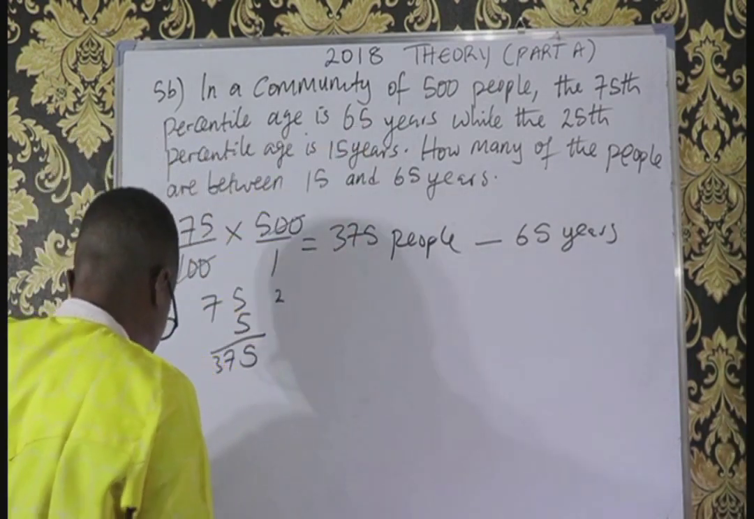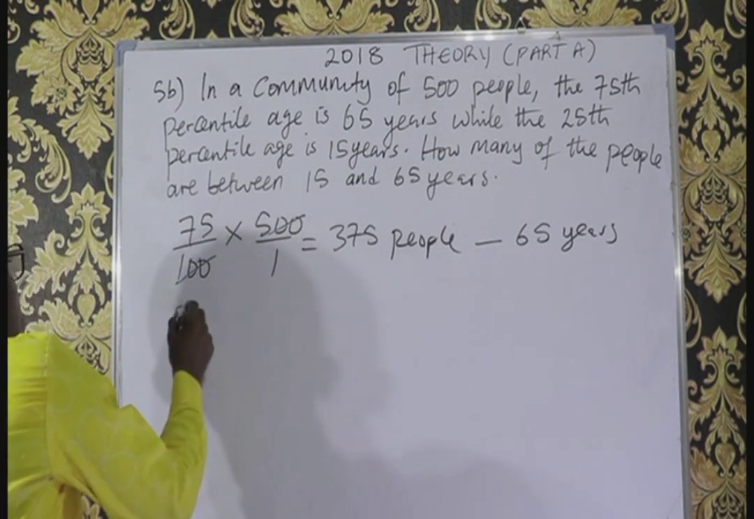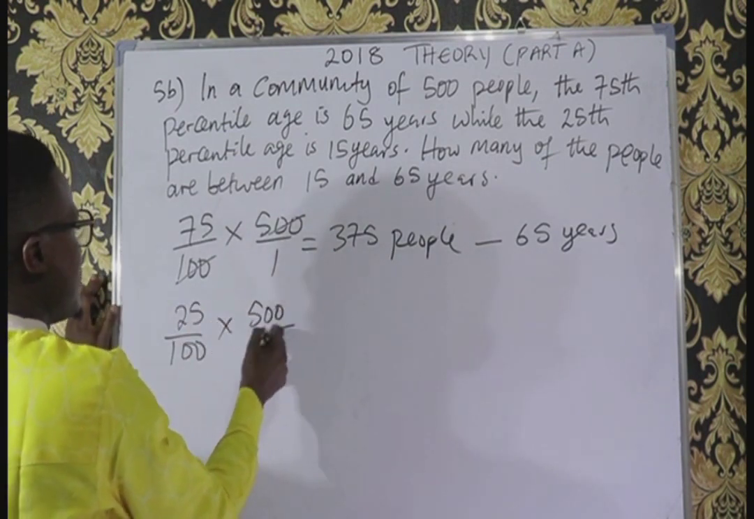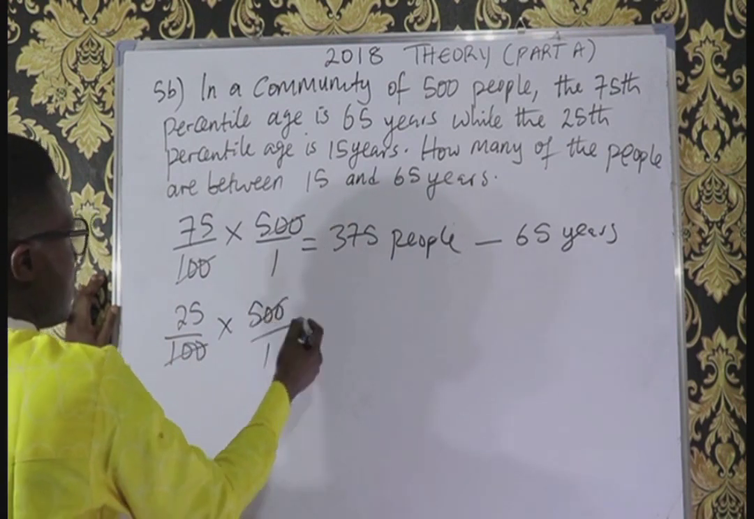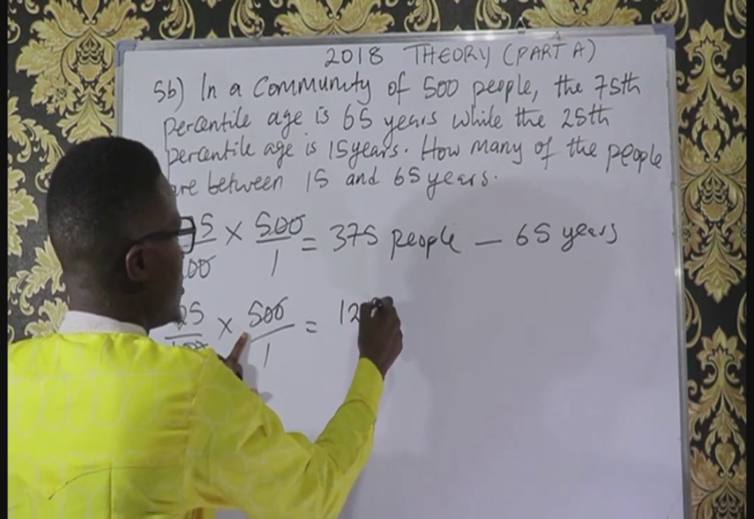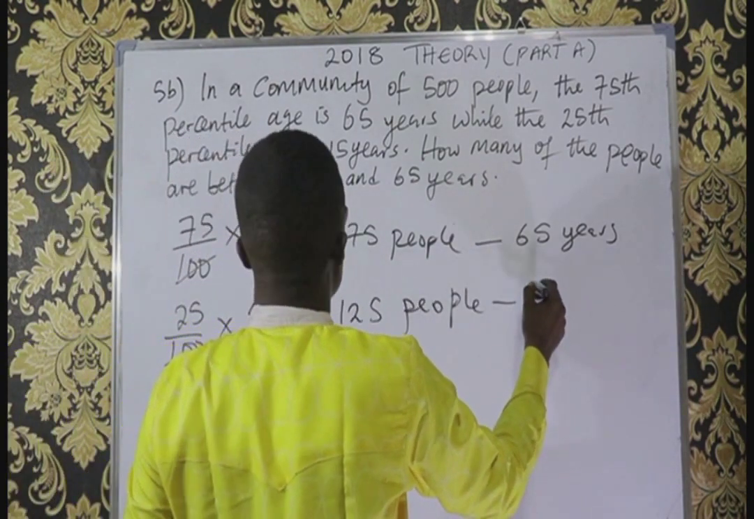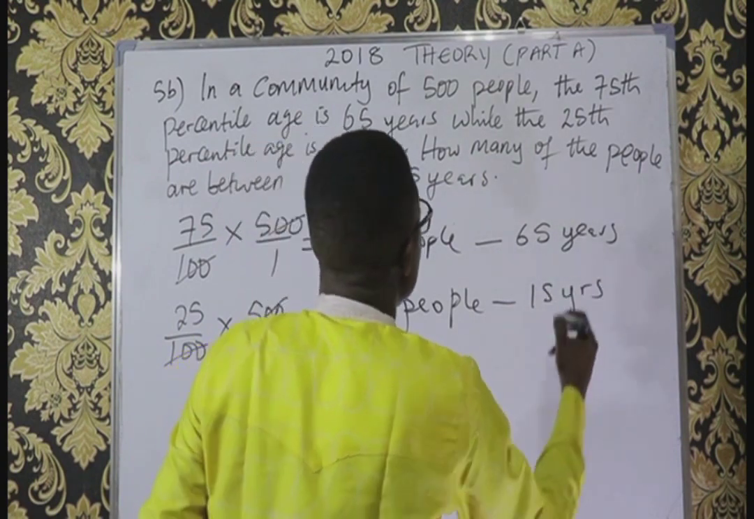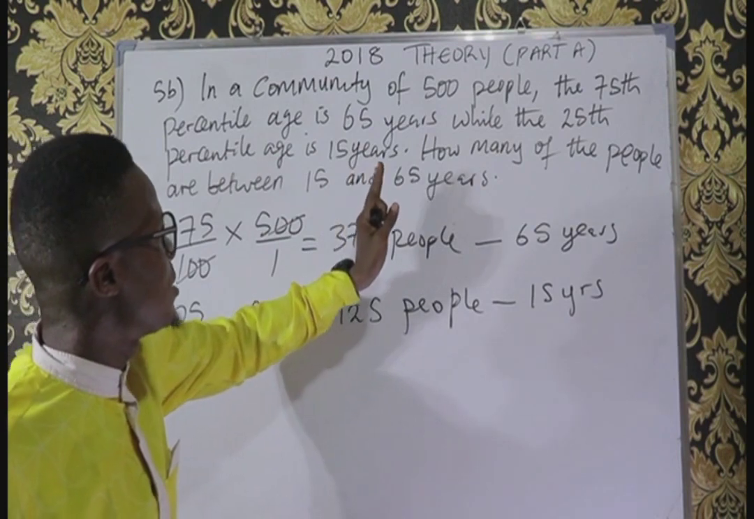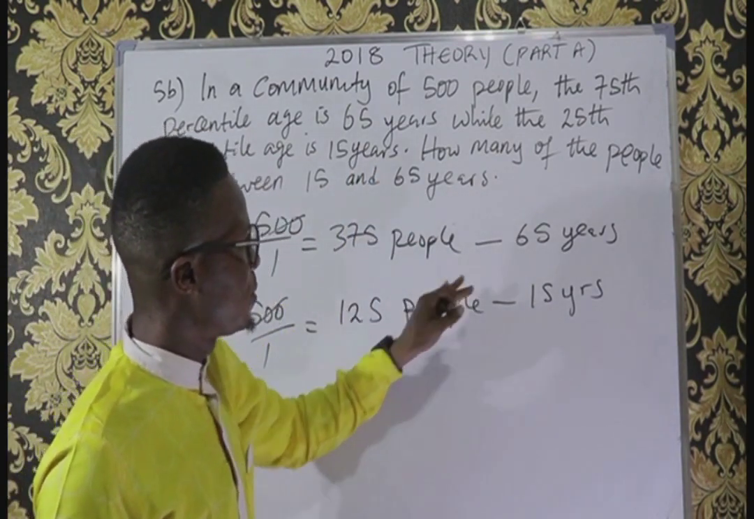Also, 25th percentile means 25 all over 100 times the same 500 persons. This cancels out. We'll have 25 times 5, which is 125 people who are under the age of 15 years. So the question says, how many people are between 15 years and 65 years? 15 years, 125 people.